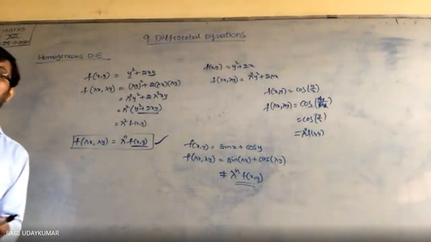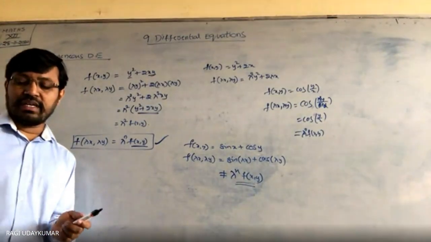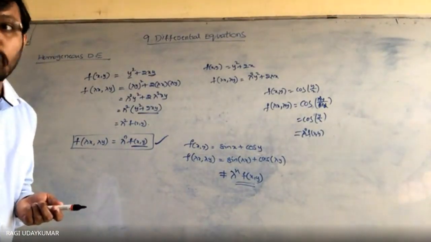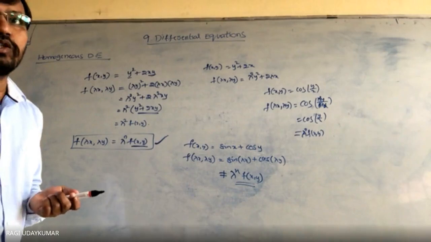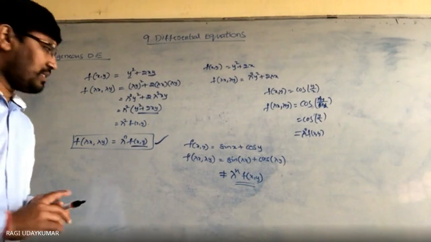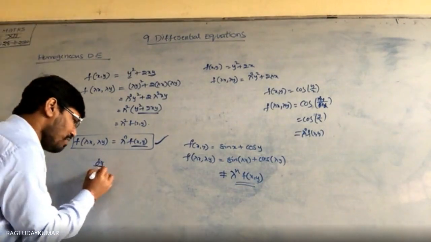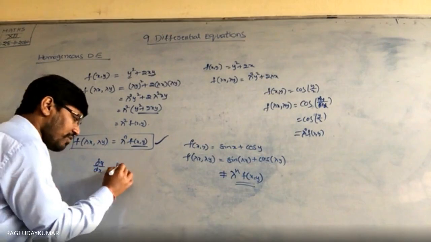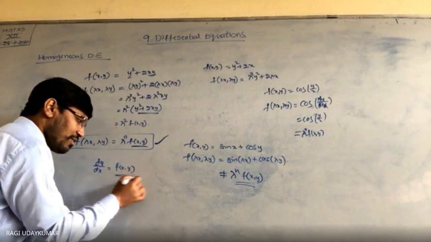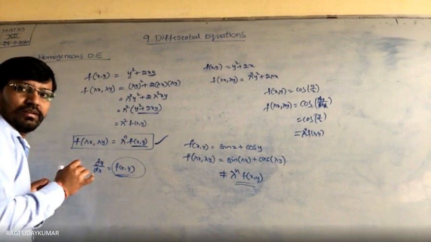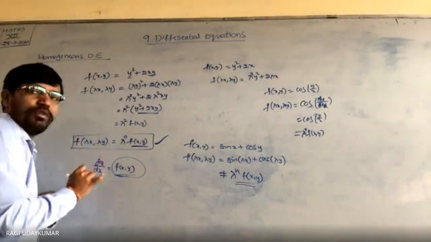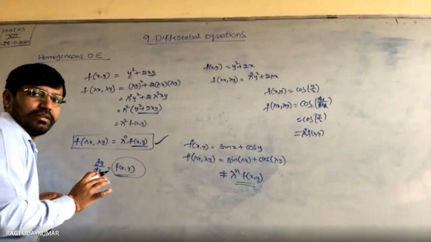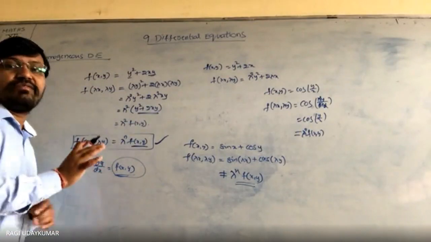So now we are going to learn the homogeneous differential equation. A differential equation which includes a homogeneous function of any degree is called a homogeneous differential equation. That is nothing but dy by dx is equal to f of x comma y, where f of x comma y is a homogeneous function. If this is a homogeneous function, then it is called a homogeneous differential equation.